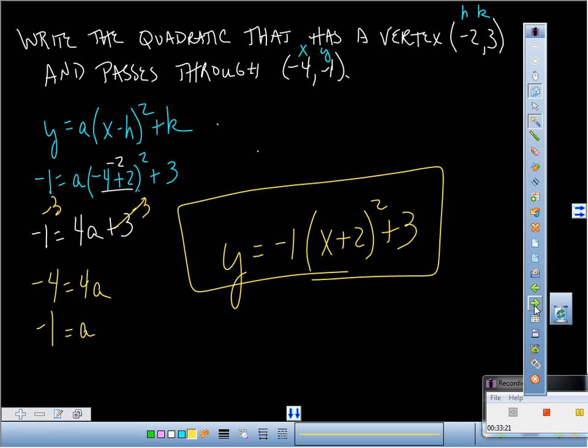Is A ever 0? Because then there wouldn't be an X squared. That's right. It wouldn't be a quadratic problem. Okay? That's exactly right. Remember what the A variable comes from. Remember this.